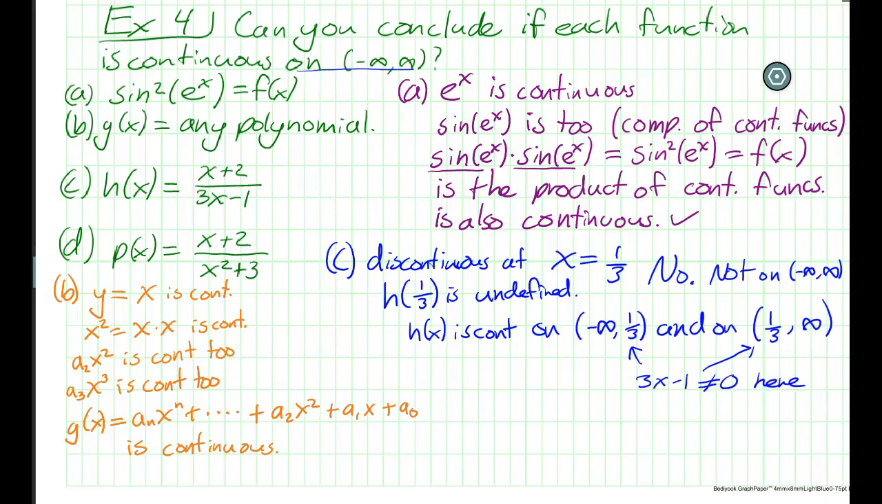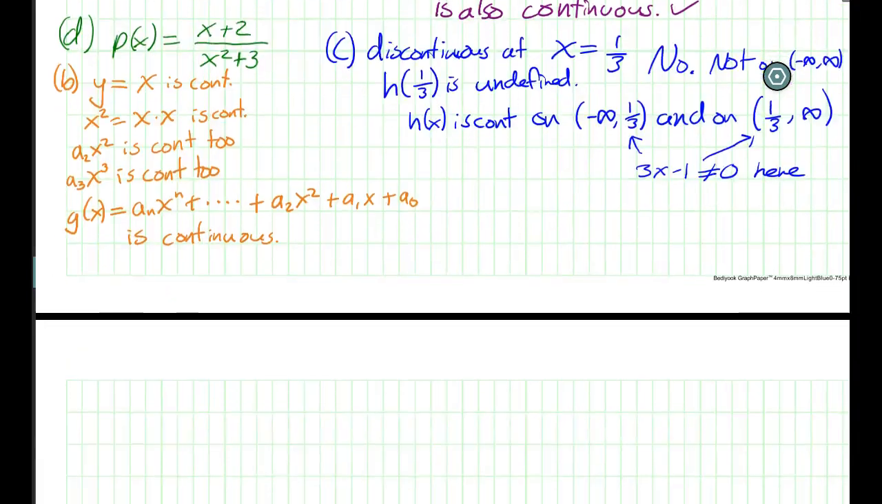Okay, so what about D? So D here is the same idea. It's a fraction, and it's discontinuous if the denominator is 0. But is that denominator ever 0? Is x squared plus 3 equal to 0 for any real numbers x between negative infinity and infinity?